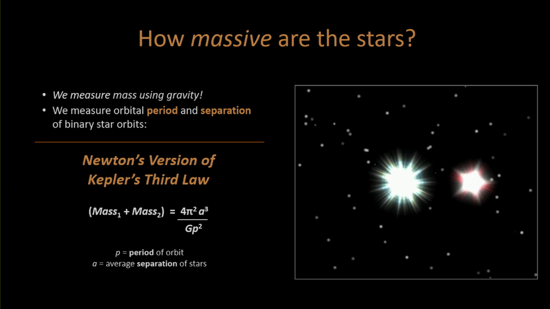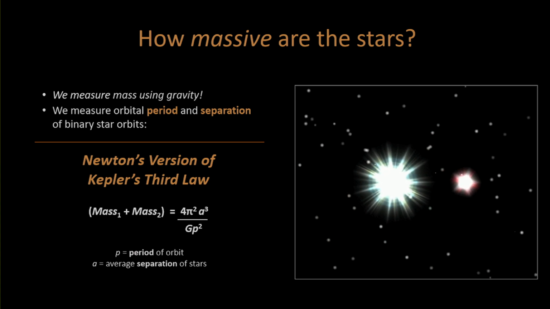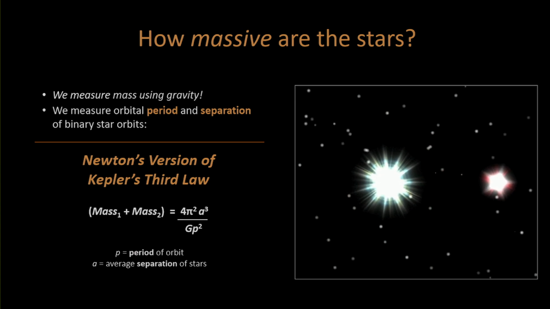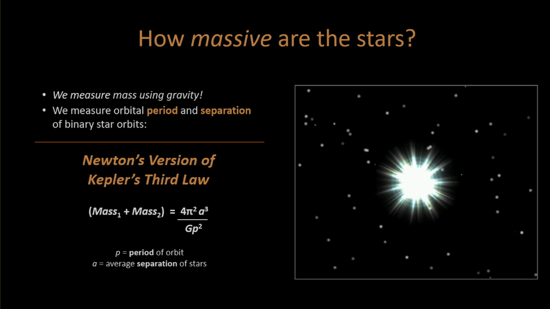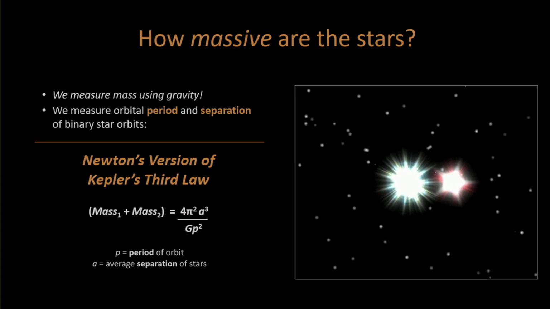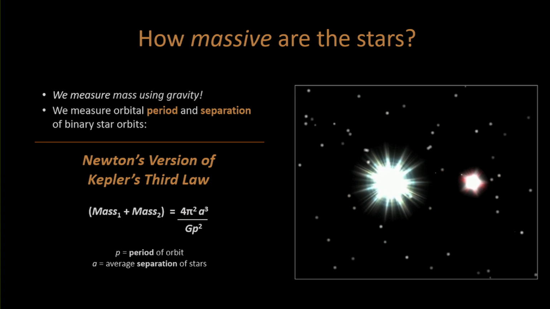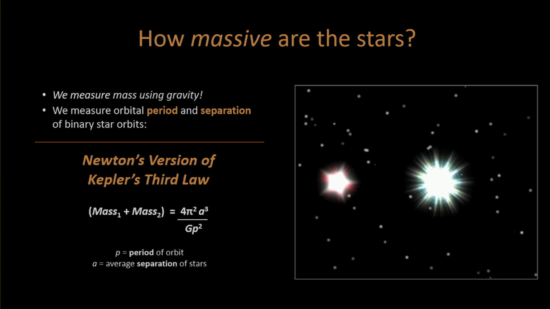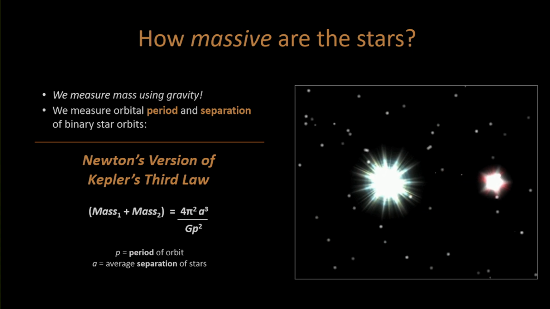The mass of both stars added together, the sum of the two masses, equals 4 pi squared. We probably all know what pi is, right? So what's a to the third? Well, a is the average separation of the stars. We're going to have to figure out how far apart they are on average. They may get a little farther, a little closer, but what's the average? And that's divided by G, which is the gravitational constant. That's just a number we can give you.